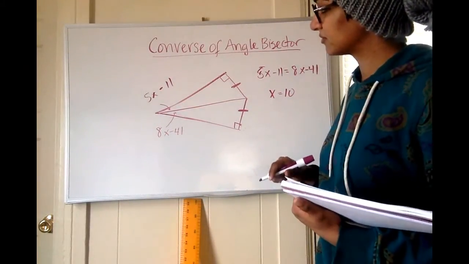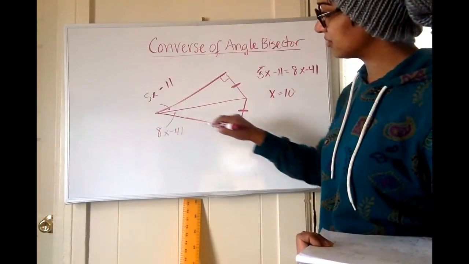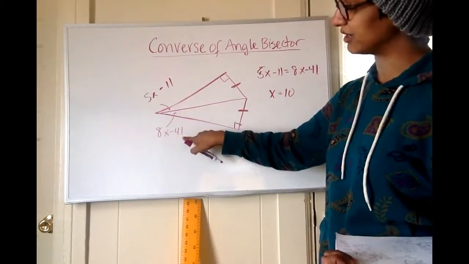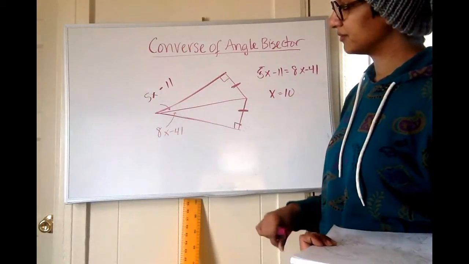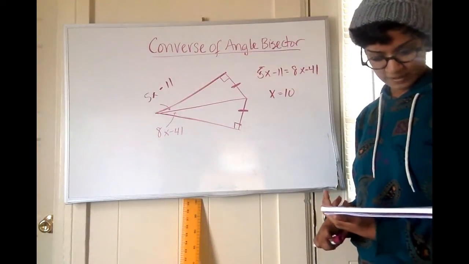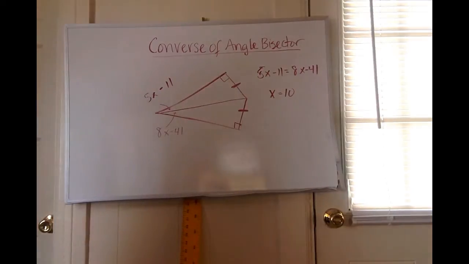Okay? So if I plug it in to this one, I'll find out what this one is. Well, I don't need to plug it into this one. These two are equal, right? Okay, so that's angle bisectors. Let's move on to circumcenter.